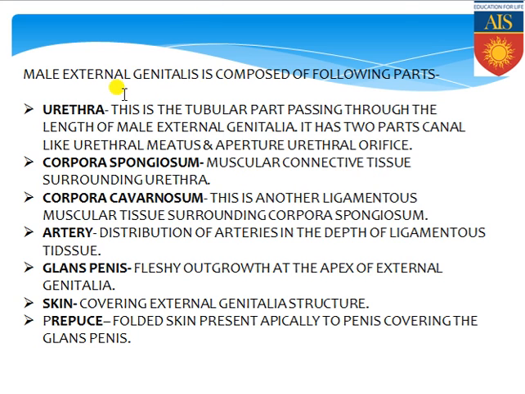First of all, within the male external genitalia, there is a presence of a canal-like structure or tube-like structure that is known as urethra. And this tubular part passes through the length of the male external genitalia, because after the ejaculatory duct, the next tubular structure, if anything is present, that is urethra. And the urethra has two portions. One is the canal-like portion, which is known as urethral meatus, and then there is another aperture through which the urethra is opening outside, that is known as urethral orifice.